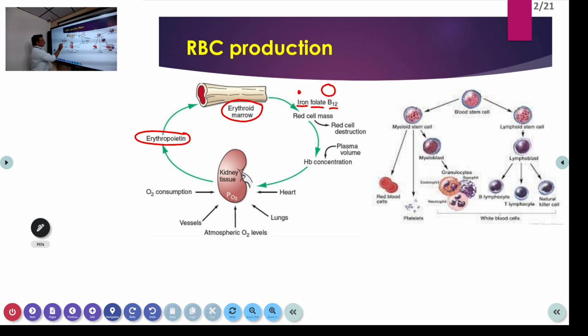Erythropoietin reduced in chronic renal failure can also produce anemia. Bone marrow production reduction due to any cause, including B12 and folic acid deficiency, also can produce anemia.